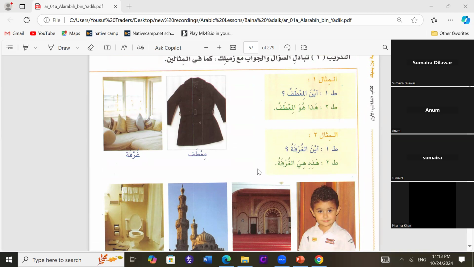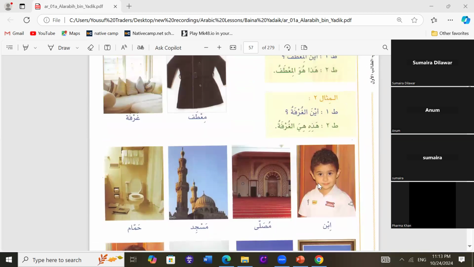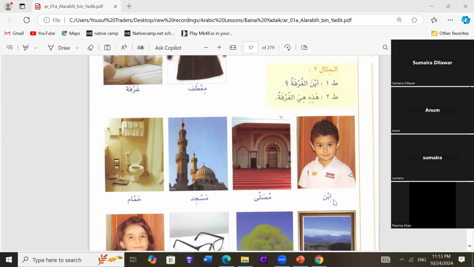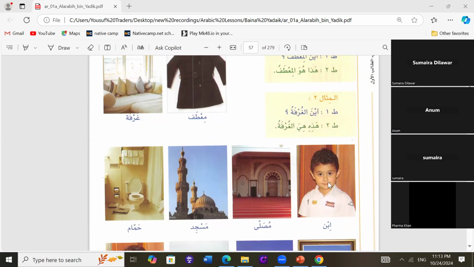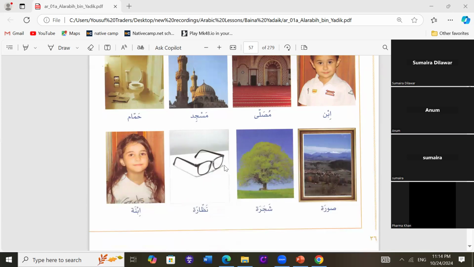You can also do the practice in your practice session regarding making these sentences. Let me make one or two for you. Here, there is a picture of Ibn. So how can you say Ayna al-ibn? Where is the boy, or where is the son? Hadha huwa al-ibn. Here is the boy. Likewise, you can make all of the sentences using these mufradat: musalla, masjid, hammam, surah, shajara, nazara, ibna.